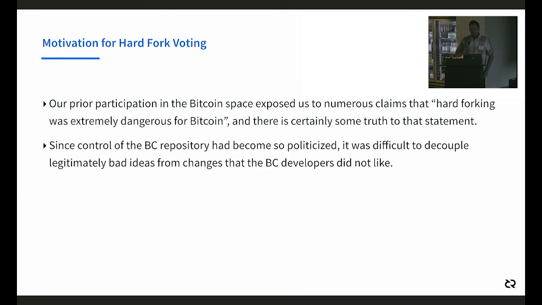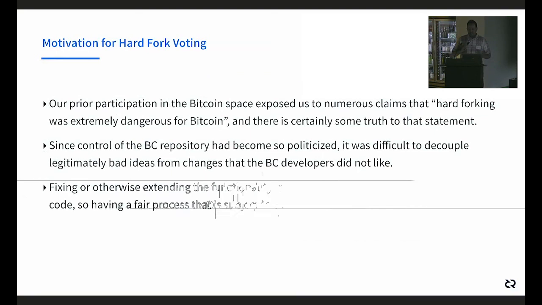Additionally, because the Bitcoin Core repository has become so politicized over the years, it's difficult to decouple legitimately bad ideas, like, say, bumping the block size to 2 megabytes, from ideas that they just don't like. It's to the point where I feel like it's almost focus-grouped before anyone says anything, and there are talking points. It's just frustrating. So I want to stay away from that.